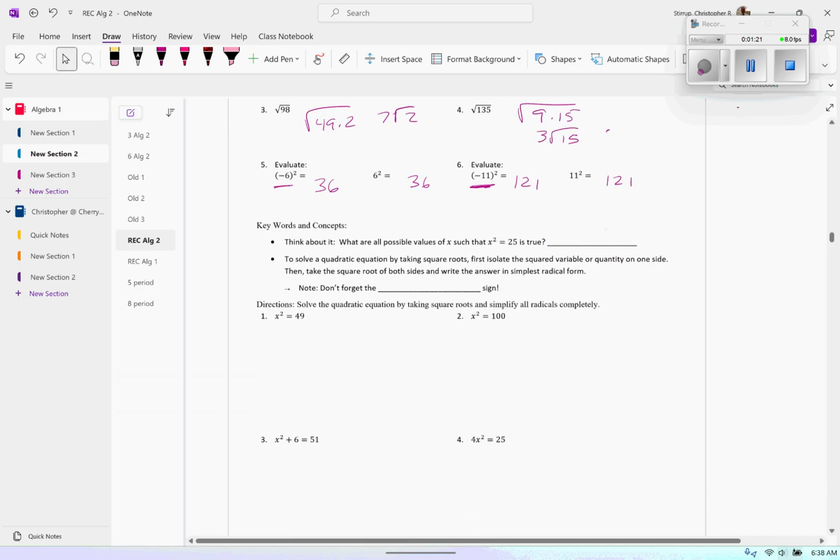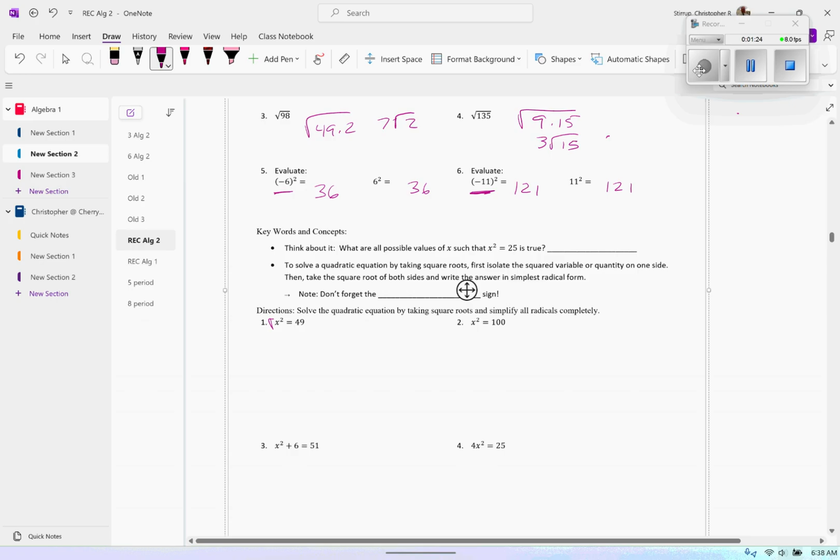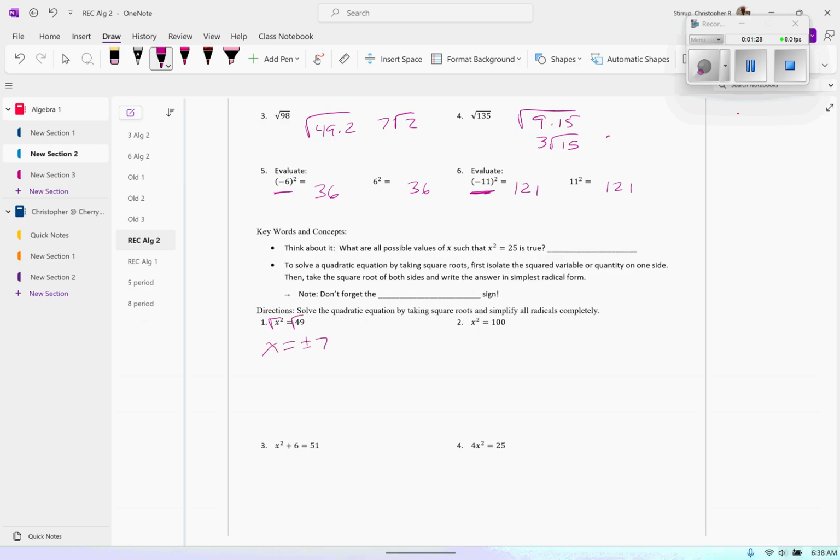So as we go down these, we start taking the square root of both sides. We have to realize we have both a positive and a negative component, so we get plus or minus 7. Same thing here. If I take the square root of both sides, I get x equals plus or minus 10. There's two components. There's a positive and a negative. And then we start solving these. If I subtract 6 from both sides, that's going to give me x squared equals 45. Take the square root of both sides. So I'm going to get plus or minus root 45, which breaks down to 9 times 5. So that'll become 3 root 5.